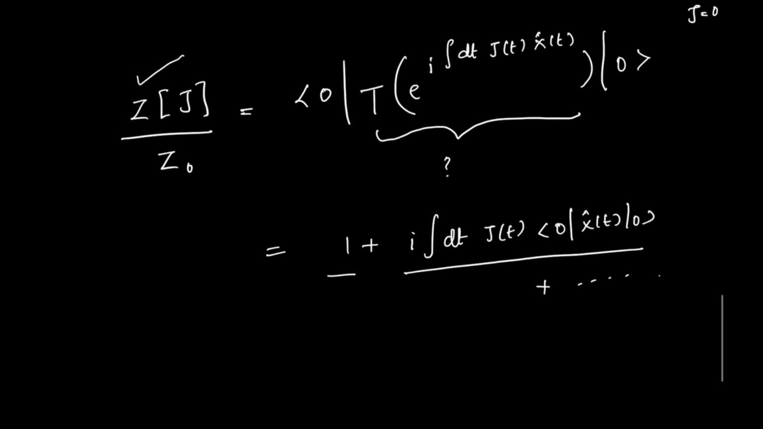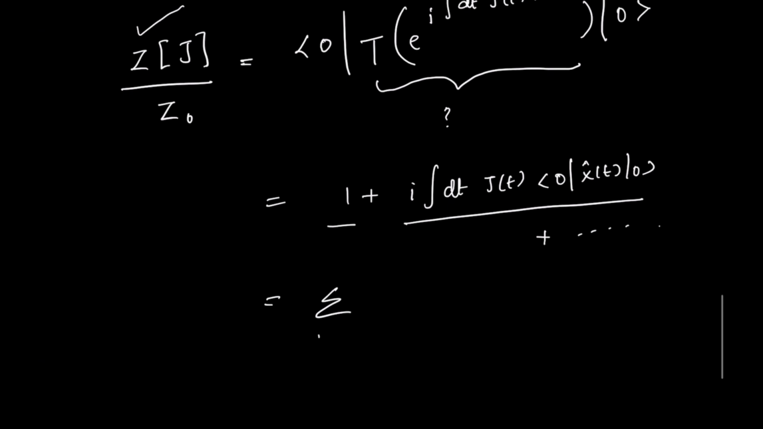Therefore, I can write this is equal to summation n equals 0 to infinity. In general, I can write these terms as i raised to n. When n equals 0, i raised to 0 is 1, so this is the first term. When n equals 1, I get the second term: i raised to n by n factorial, so when n is equal to 1, I get i raised to 1 by 1.